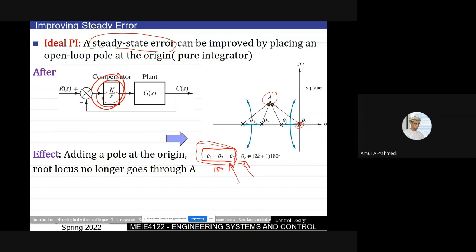This is a pole. If I want to cancel the effect of this, this one here, this theta, what should I do? What should I add? Any suggestions?